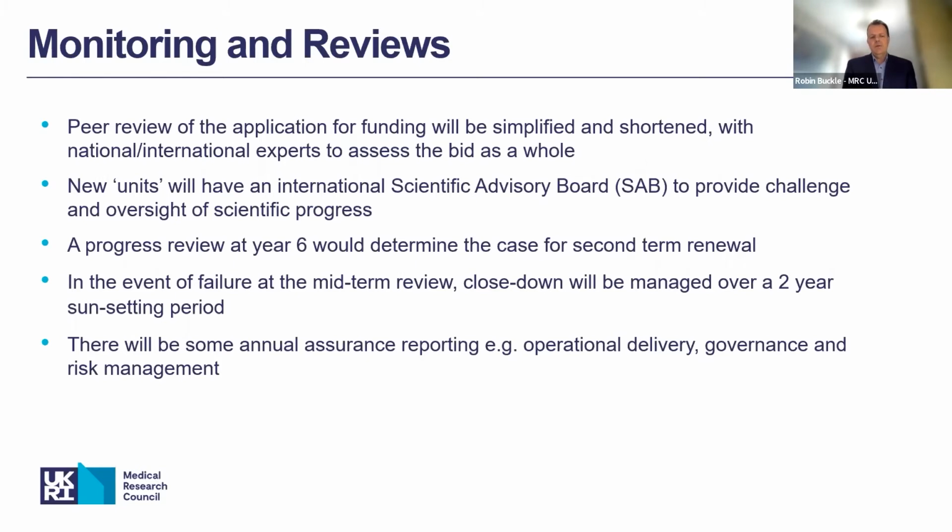As already mentioned, a progress review at year 6 to determine the case for the second term renewal. Success at year 6 means the full 14-year term. That is what we hope to see. But of course, we need to manage the fact that not all things will work, and there could be a decision to not renew at that second term. In the event that does happen, we do obviously need to plan for a close down that's appropriately managed, closed down over a 2-year sunsetting period is how we would approach that.